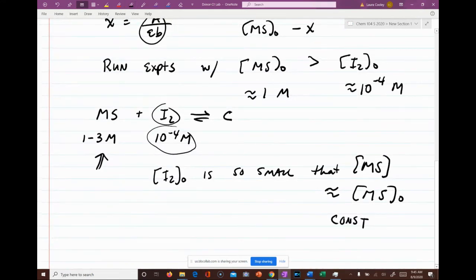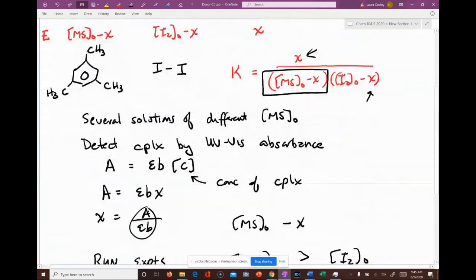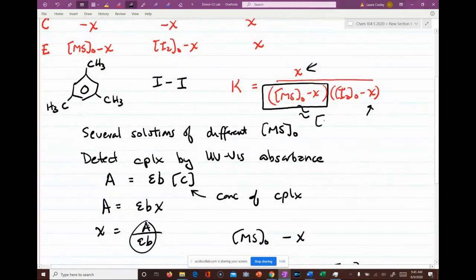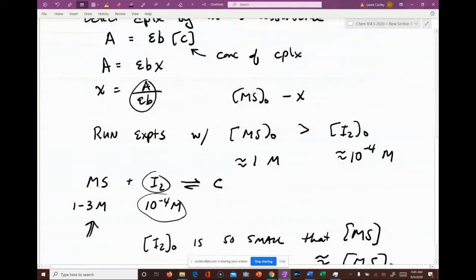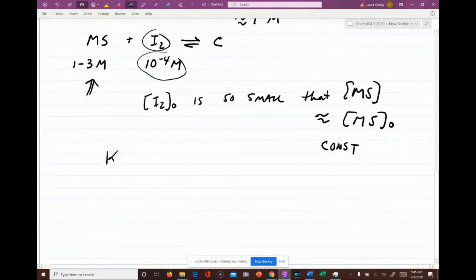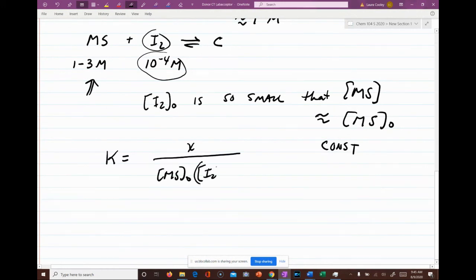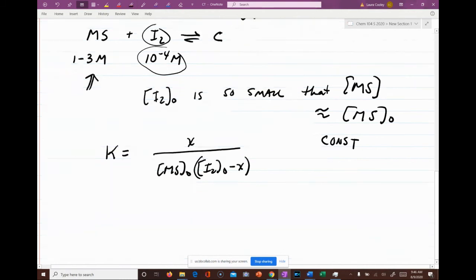So that means if I go back to this equation here, I can say that this is approximately MS0, and it's a very good approximation. It's really within the significant figures. We can't do any better than that. So we can then say that K is equal to X over MS0 times I20 minus X. And we have a really much simpler equilibrium constant expression.